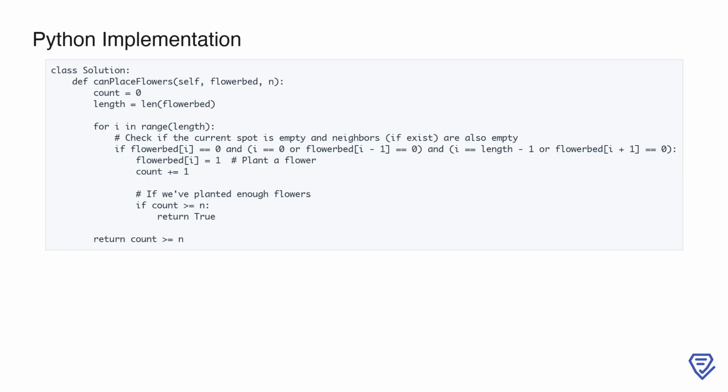This Python solution solves LeetCode problem number 605, Can Place Flowers. The goal is to determine if you can plant n flowers in a flowerbed array without violating the rule that no two flowers can be adjacent.